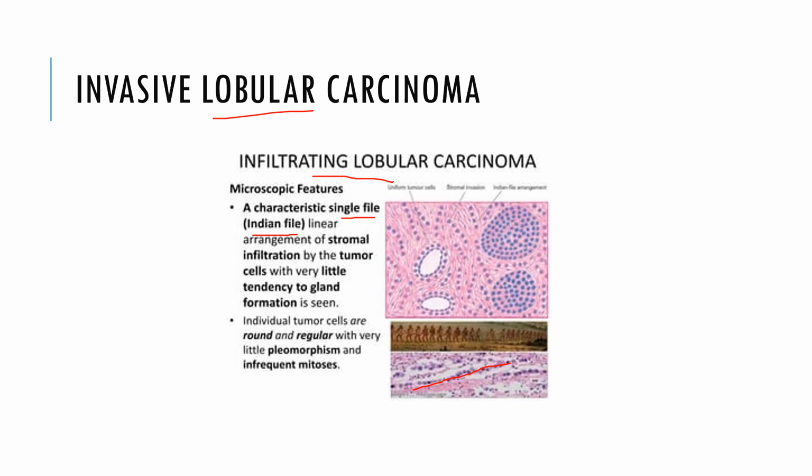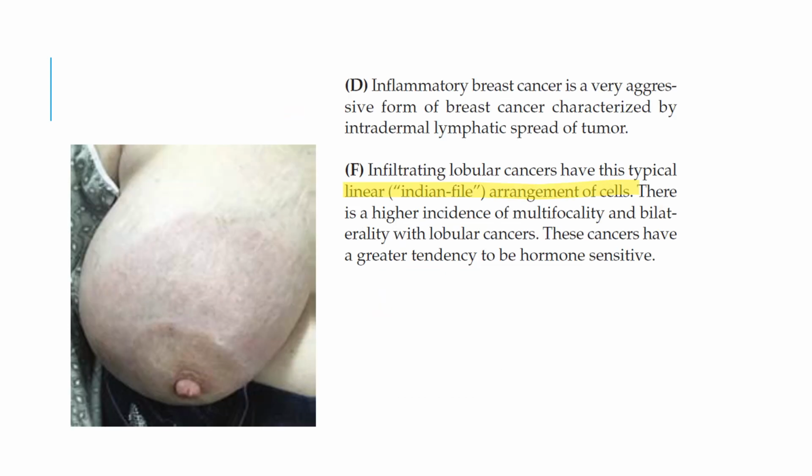Here also you can see the cells are very discrete because we told that in lobular carcinoma, the cells lack E-cadherin molecule, so they're very discohesive. So in the infiltrating lobular carcinoma, we have Indian file pattern. Okay, so infiltrating lobular cancers have Indian file arrangement. There is high incidence of multifocality and bilaterality with lobular cancer.